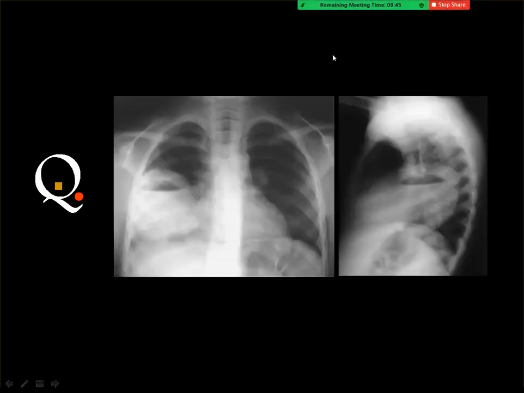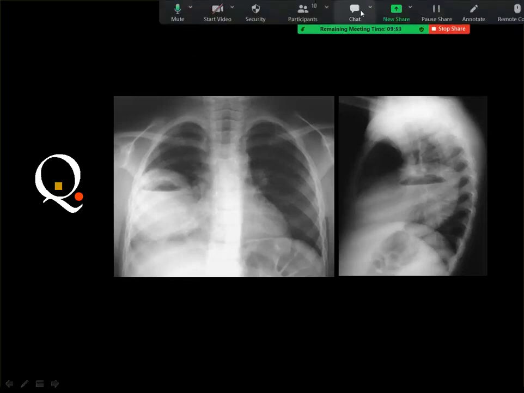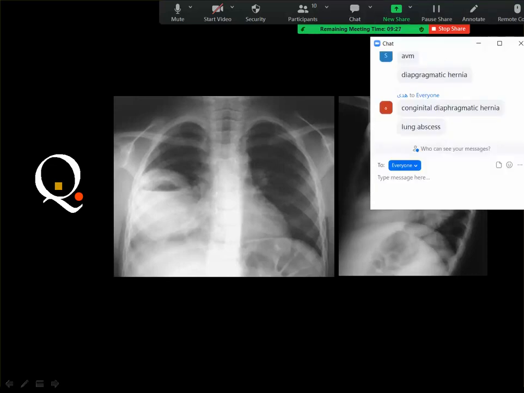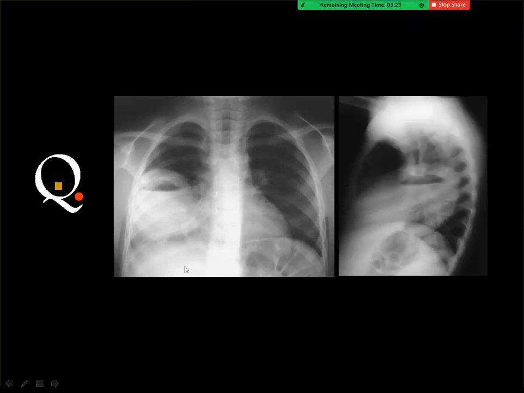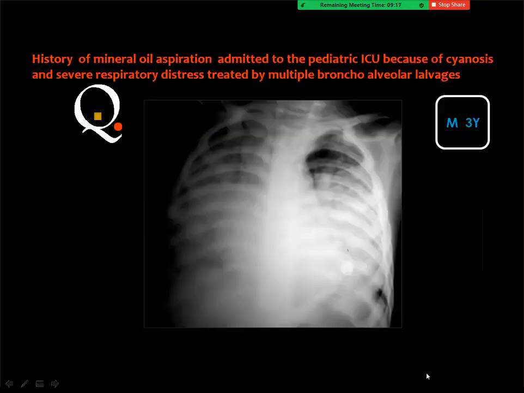Next case is a chest X-ray, AP and lateral. Lung abscess, right answer. Thick-walled cavity with air fluid level. The fluid is straight, and this is a classic diagnosis of lung abscess.